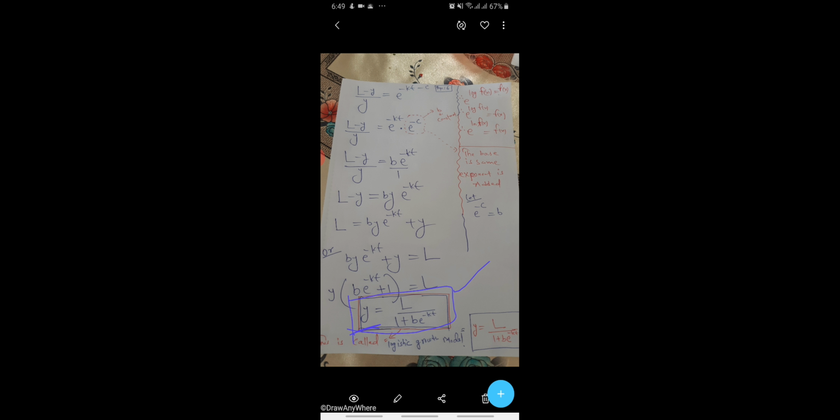This is the solution of that differential equation, and this is called the logistic growth model equation.